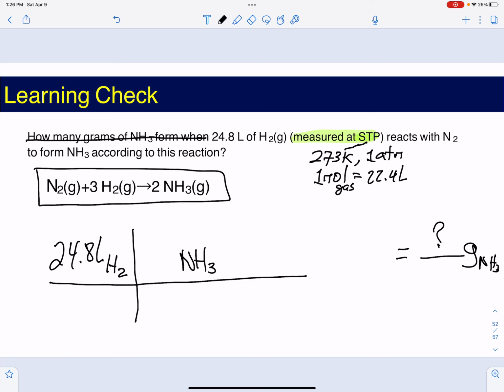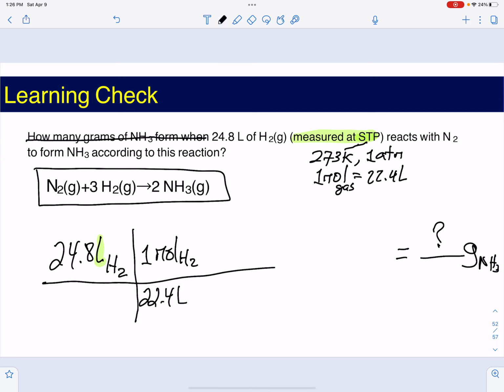But we're not there yet because we cannot do a stoichiometry with liters. A stoichiometry can only be done with moles. So you're going to have to convert the liters to moles first, which is no problem because at STP conditions, 1 mole of hydrogen gas is going to have to be 22.4 liters. Any gas at STP condition will follow that. So that allows us to cancel the liters and leave us with the moles.